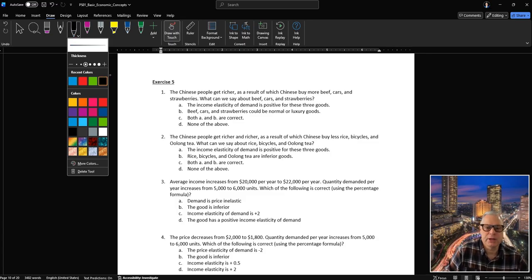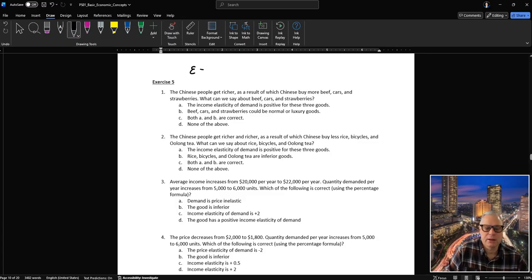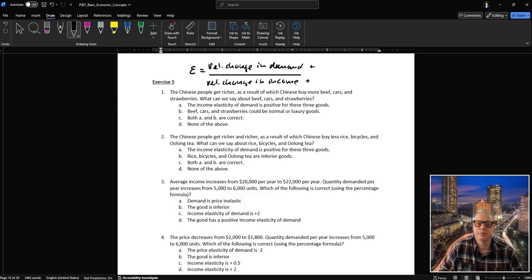if you remember, the income elasticity of demand is equal to the relative change in demand over the relative change in income. And apparently what happens is that this is positive and this is positive, so the income elasticity is positive.